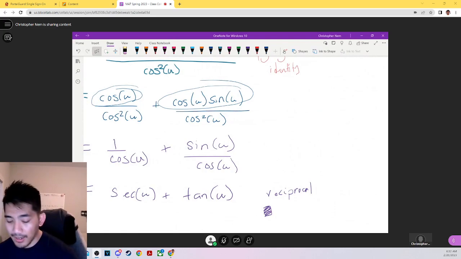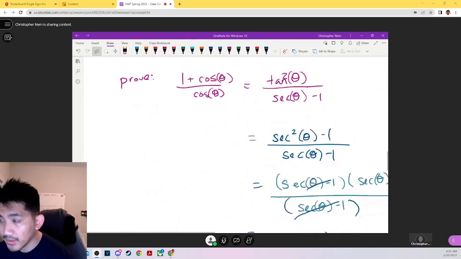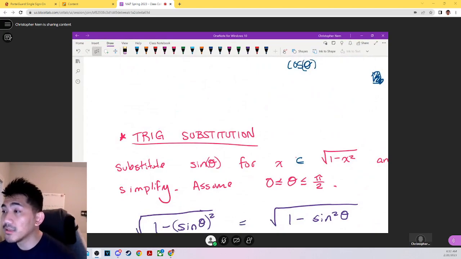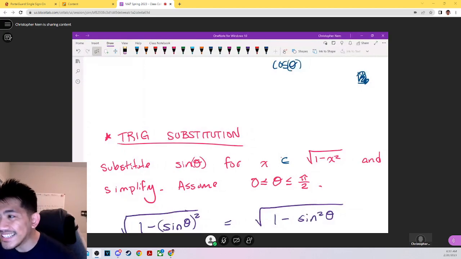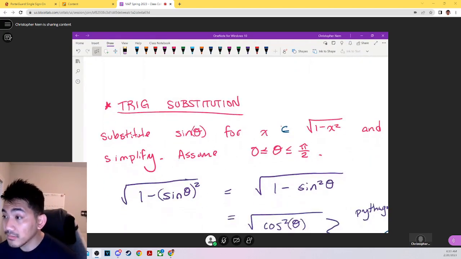And the last thing we'll look at, the most important one for people who are going into calculus per se, is over here, trig substitution. So I want to substitute sine theta for x in, that means in, square root 1 minus x squared. And I want to simplify it. Now, assume that your angle measurement lives in between 0 to pi halves. So if we assume that, all I am doing is substituting sine theta for x. Just plug it in. Now, I have square root of 1 minus sine theta squared.